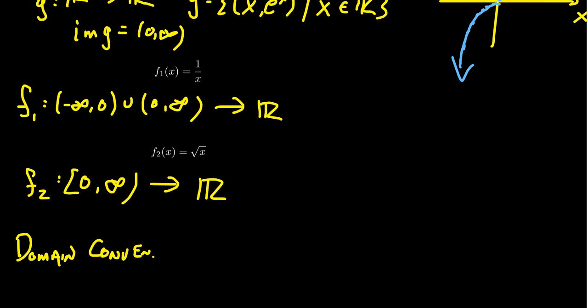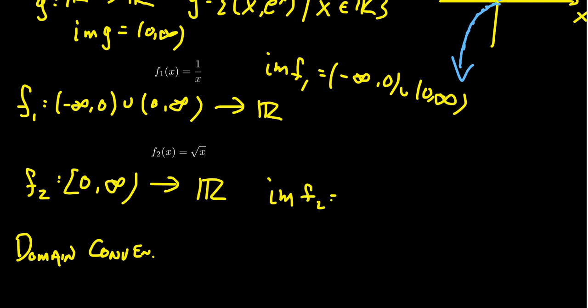So you shrink the domain to be the largest collection of real numbers such that it's well defined, because if you stick in negative numbers there, you're going to get imaginary numbers. We can always take the codomain to be the real numbers, but the image might be much smaller. The image of f1 is just the nonzero numbers, so we get everything but 0. And for the second one, the image is likewise 0 to infinity. You can't get any negatives coming out of a square root.